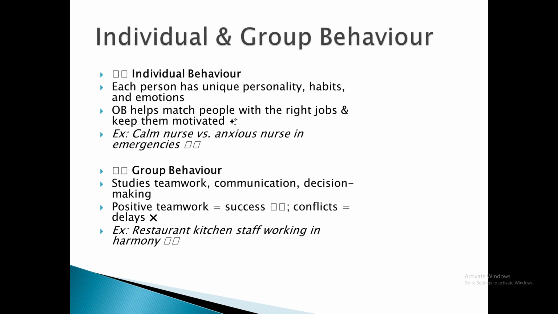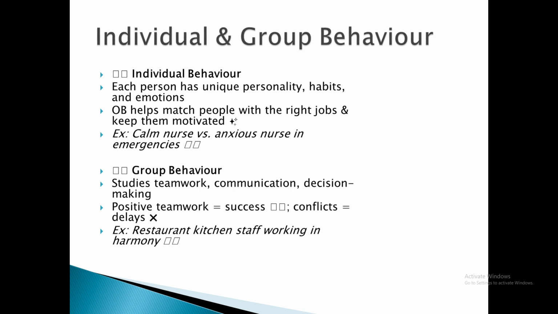Now moving to group behavior. Most work is done in teams, that you need to understand. OB studies how people behave in groups: communication, decision making, trust and conflicts. In a restaurant kitchen, say, the chefs, servers and helpers must coordinate. As an example, good teamwork equals fast service. If these three, chefs, servers and helpers, combine, it will be considered good teamwork, which will result in fast service.